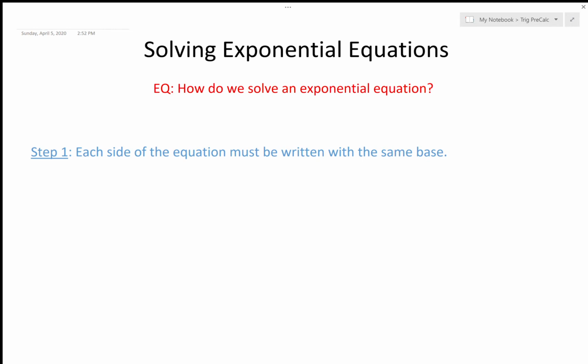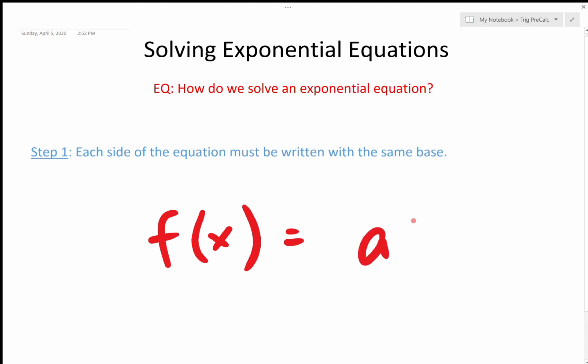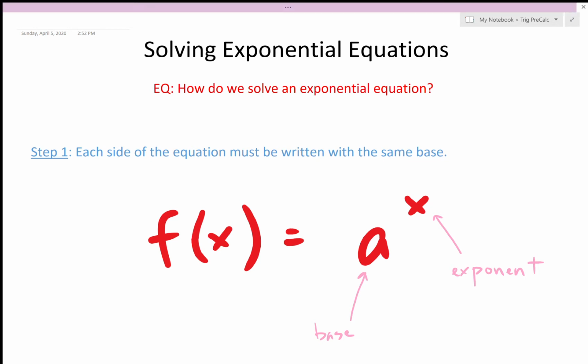Step one. When we're looking at these equations, each side of the equation must be written with the same base. Just as a quick review, if we're talking about something like this, the letter a represents the base, and the x up here is the exponent. So in our equation, we're going to need all bases to be the same on both sides of the equation.